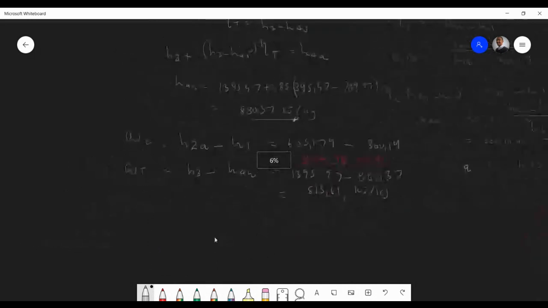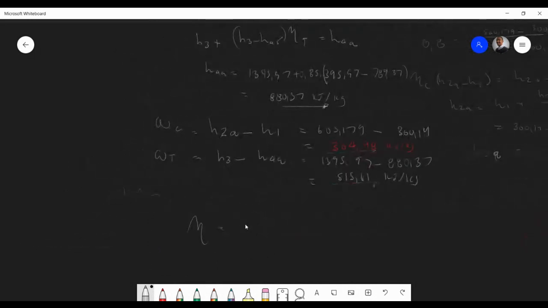And all this is really easy. Now we look at the thermal efficiencies, and we work net divided by Q in. So Q in is normally H3 minus H2S, but it's going to be H2A now, right? So we're going to have 1395.7 minus H2A, which is 605.179. So that's all it is. It's nothing really fantastic, but we kind of improve on what we know there.